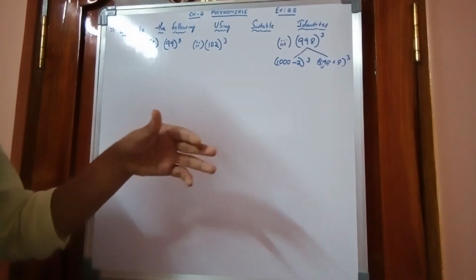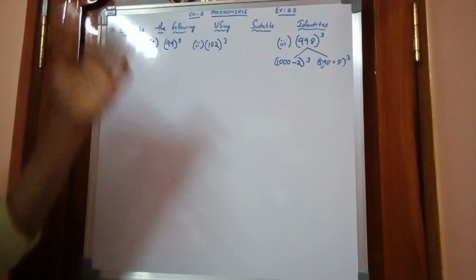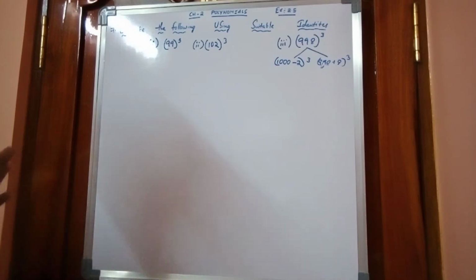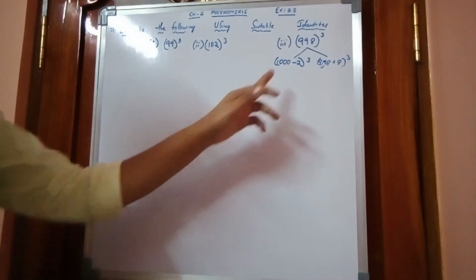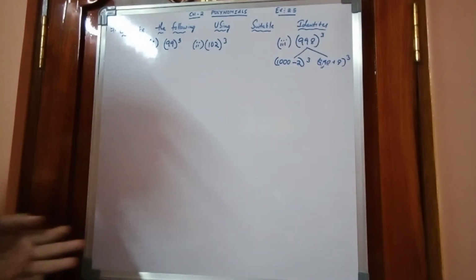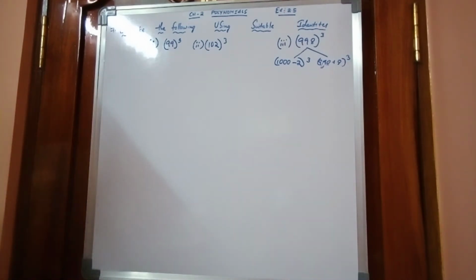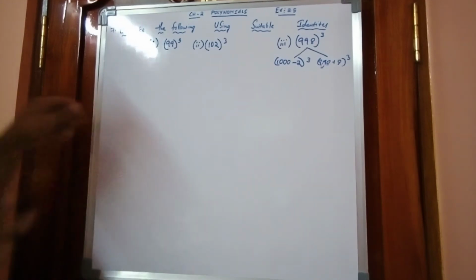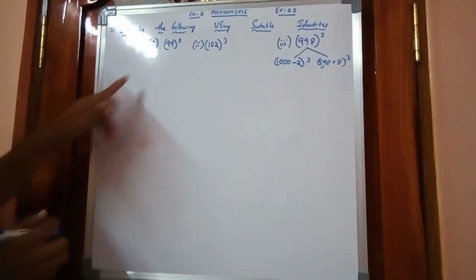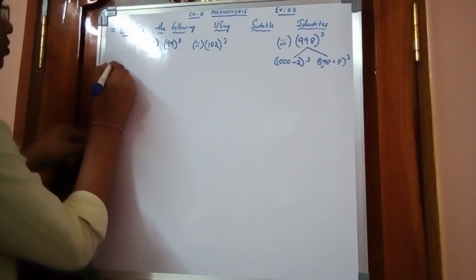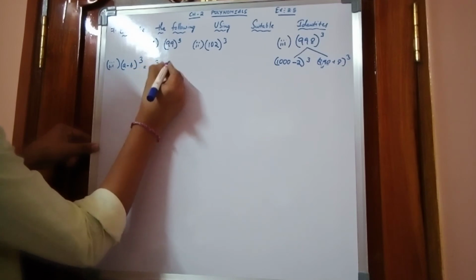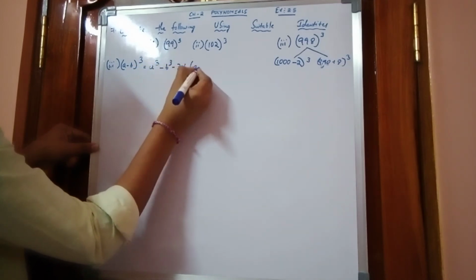Here 990 plus 8 means we'll get the long process. So see the short process and do that in your examinations. It will take more time with this 990, and if you take this 1000 minus 2, in your examinations it takes a short time. You can shorten the period. So now coming to the third one. Here we have to use a minus b whole cube like the first one. So a minus b whole cube is equals to a cube minus b cube minus 3ab of a plus b.